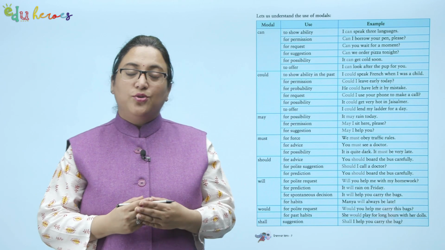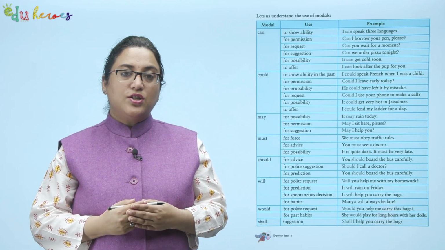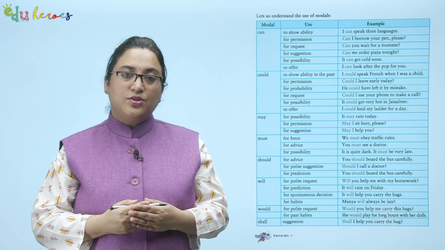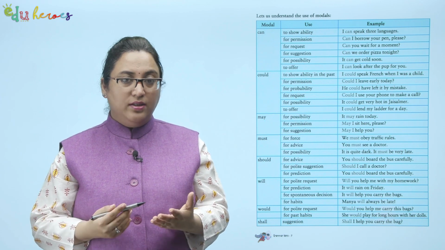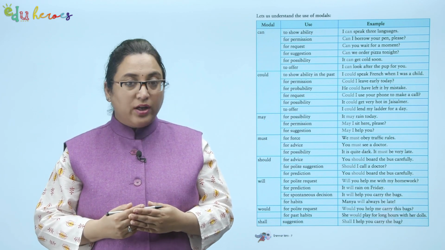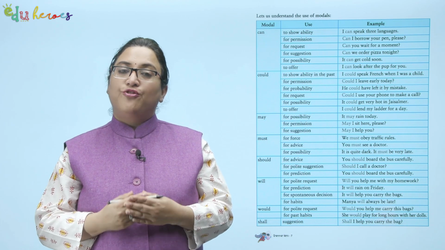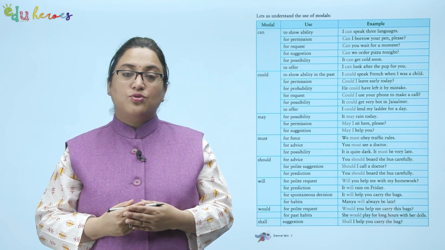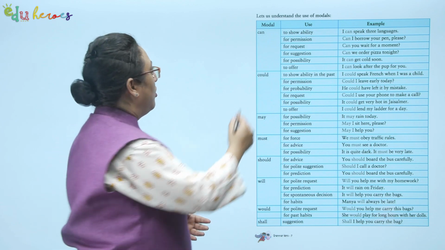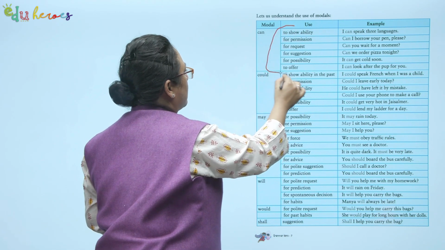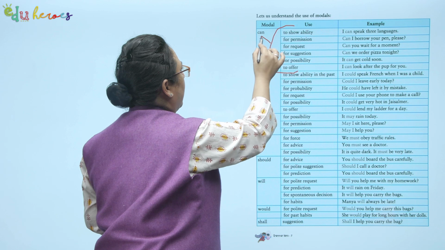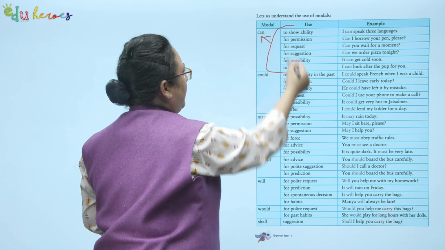Let us understand the use of modals. In case of can, it is used to show what? Ability, for permission, for request, for suggestion, for possibility and to offer. So all these situations refer to can. Can be used everywhere here.